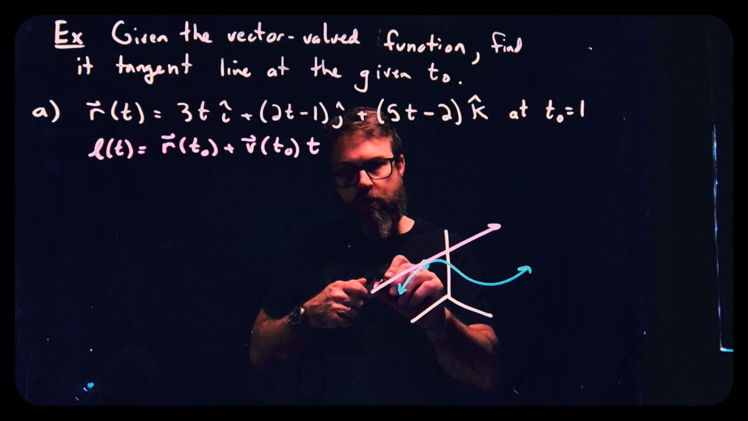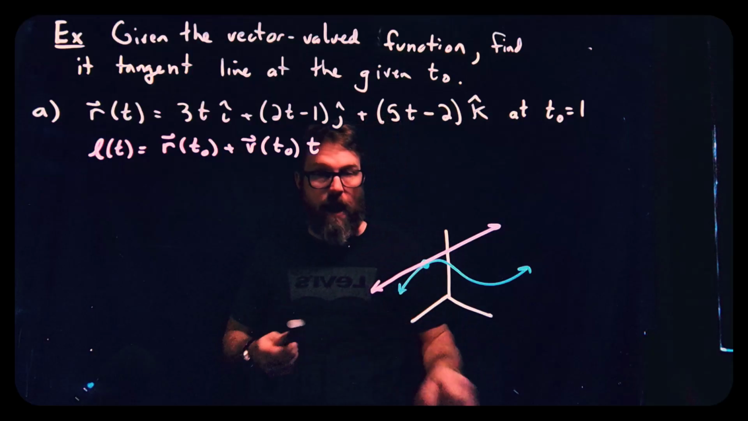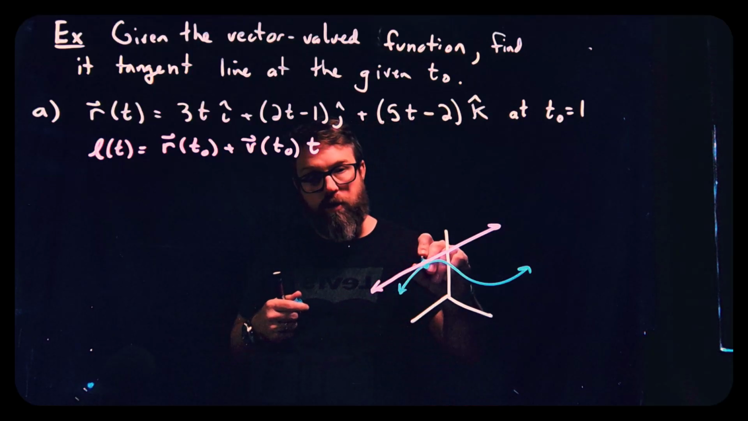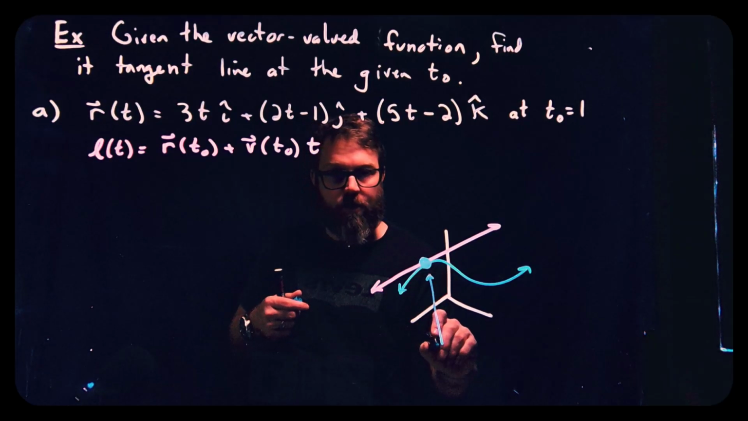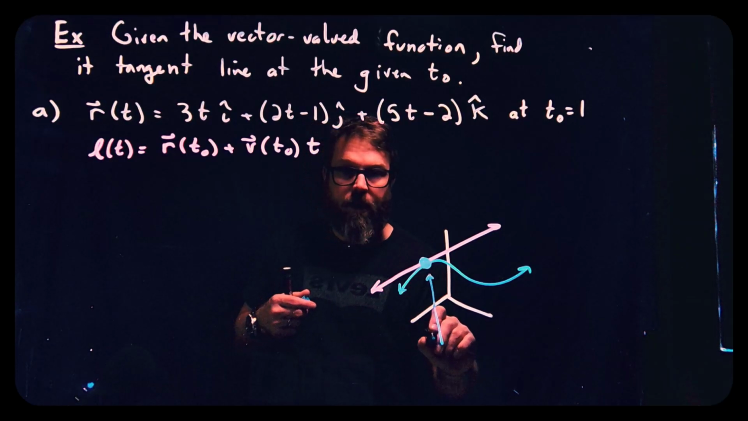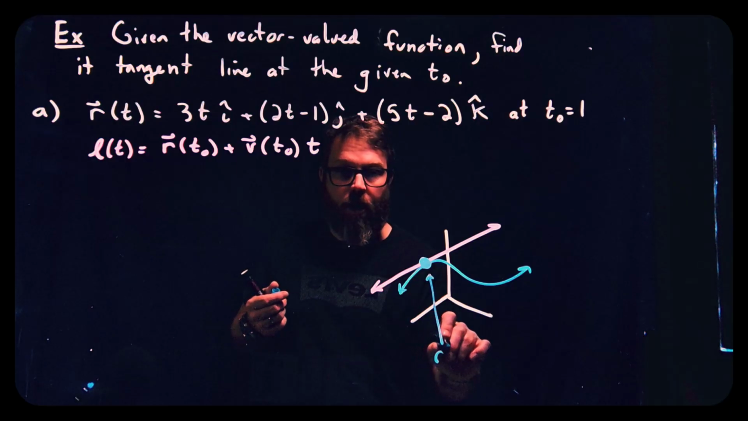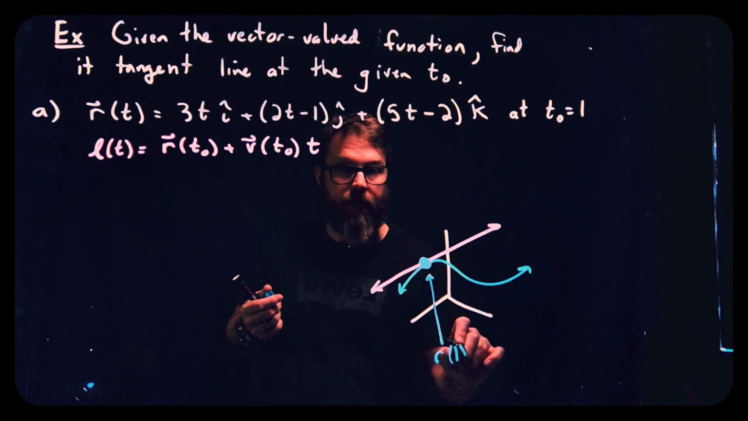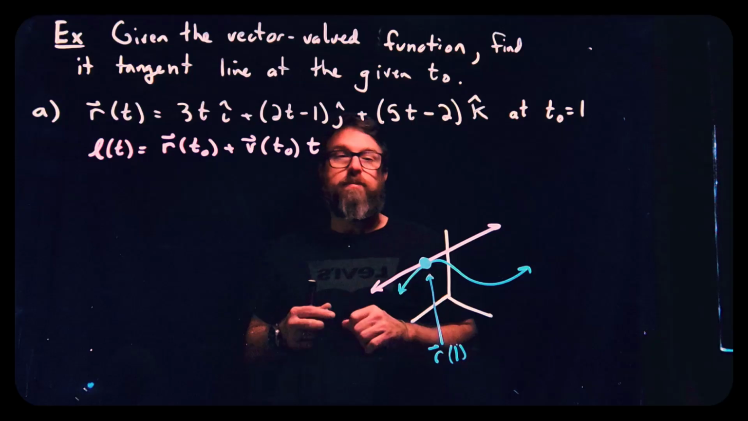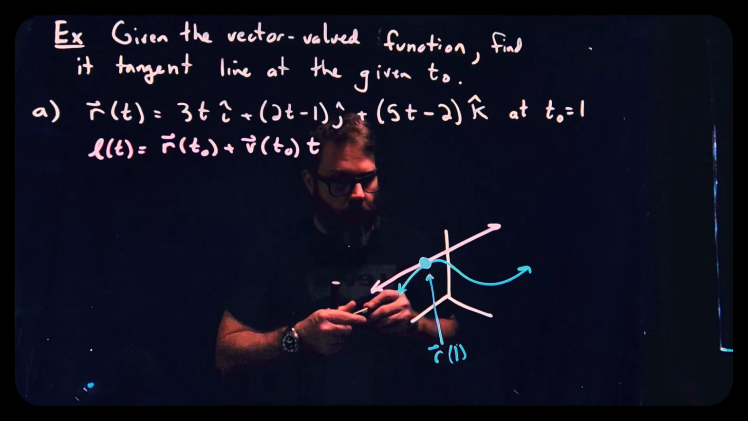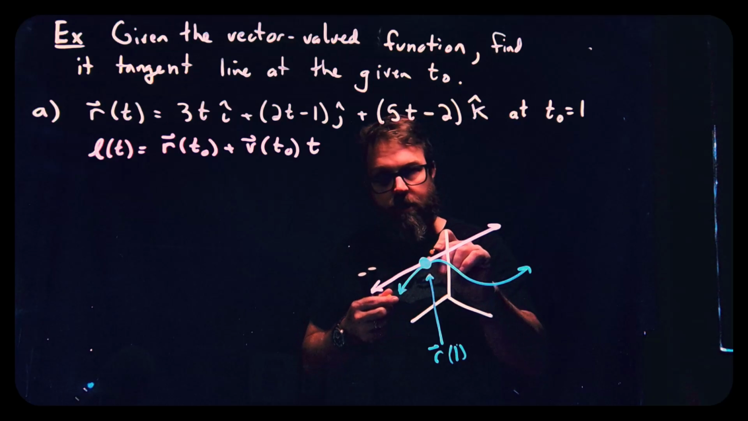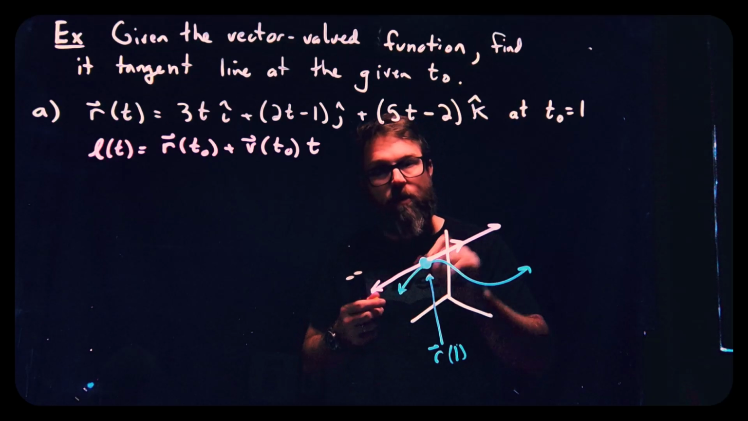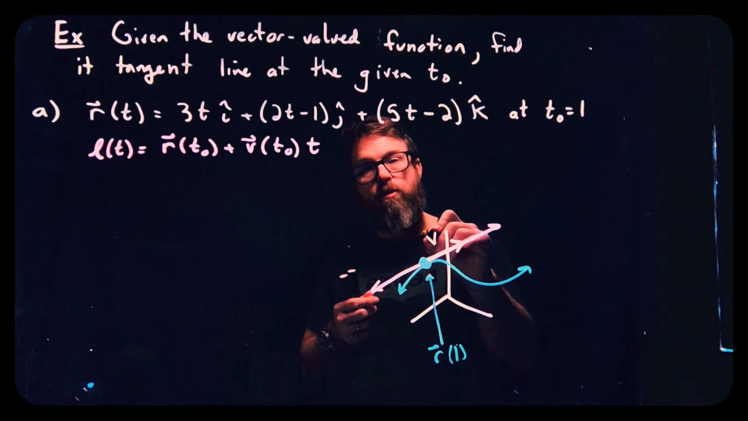So in order to find the equation of the tangent line, I'm going to need a solution point. And there's one right there. That blue solution point is going to be equal to r of, in this case, 1. I'm also going to need a parallel vector that goes with this. The parallel vector is going to be equal to this thing right here, and that is going to be equal to v of 1.